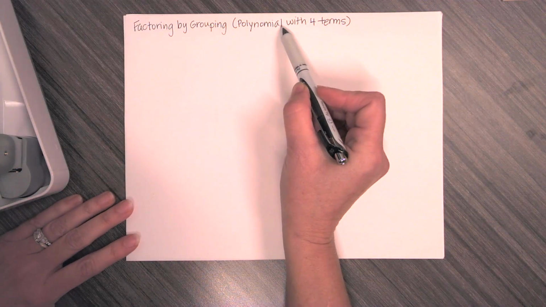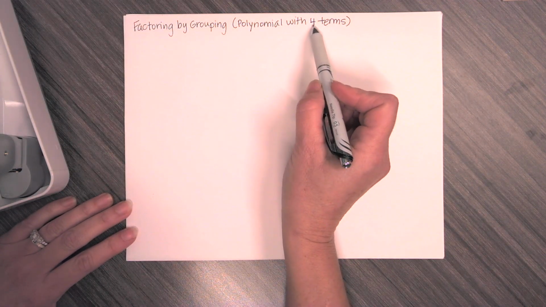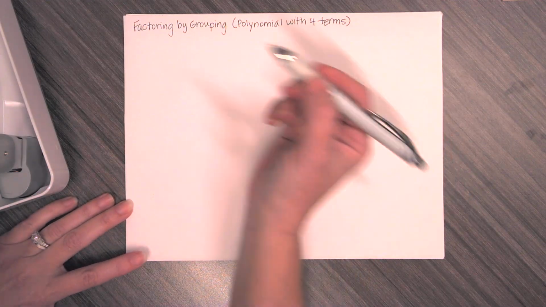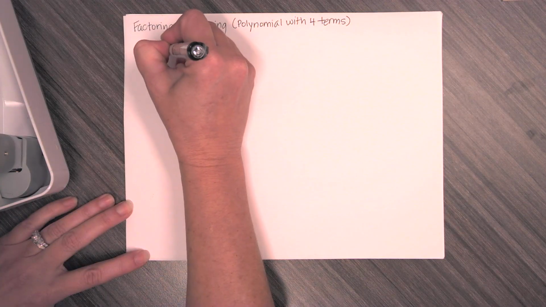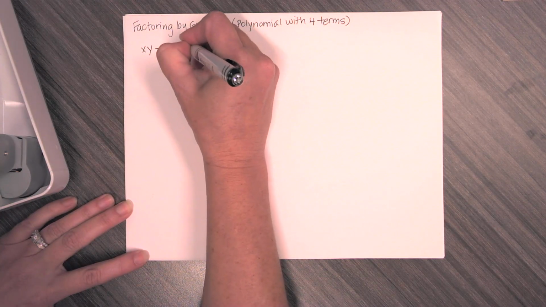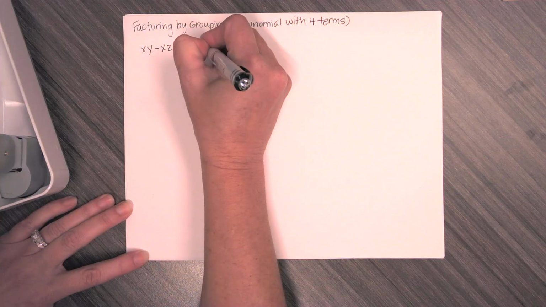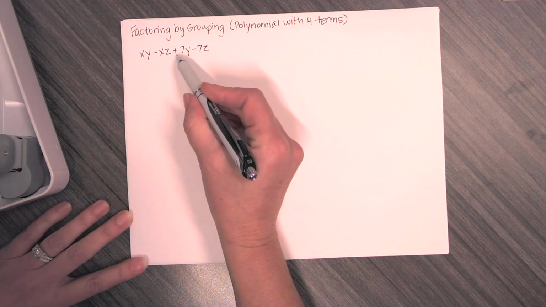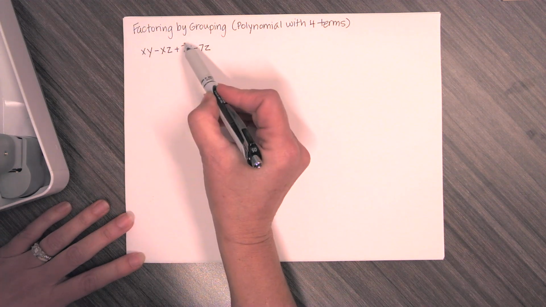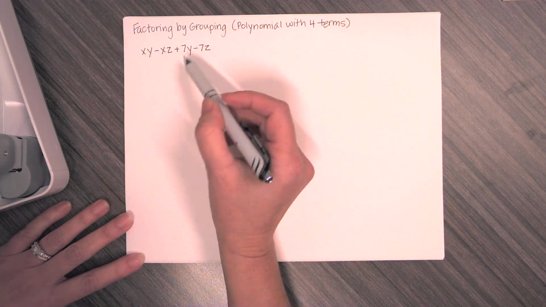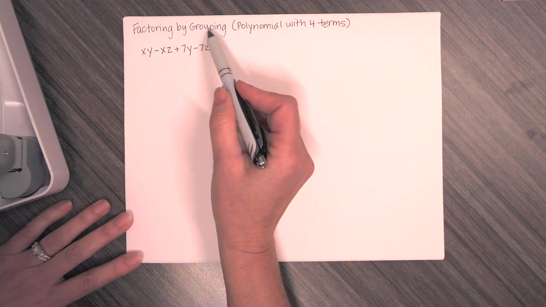In this video, we're going to talk about factoring by grouping. Factoring by grouping is a method that we use when the polynomial that we are trying to factor has four terms. Look at something like this: xy minus xz plus 7y minus 7z. As you can see here, we've got four terms in this polynomial, so this will be a good one to try factoring by grouping on.